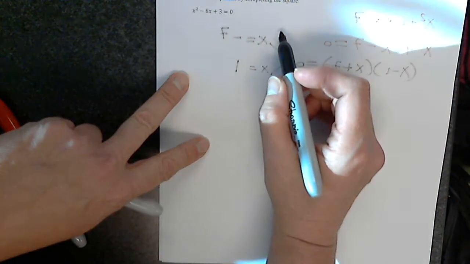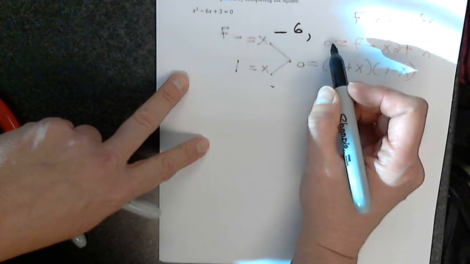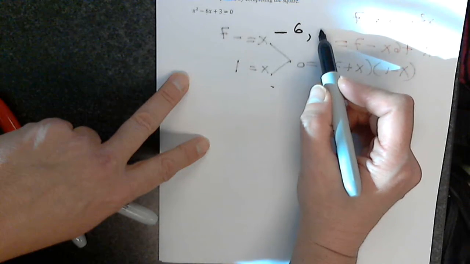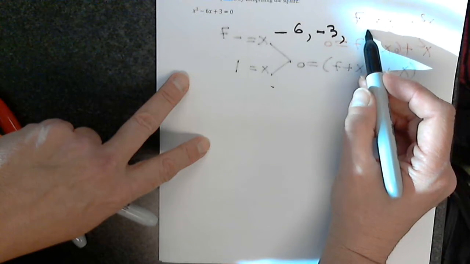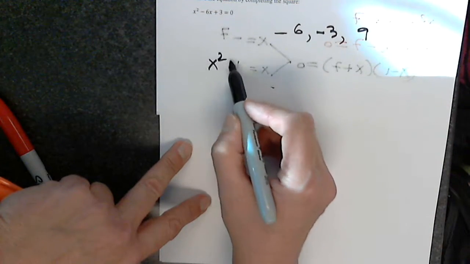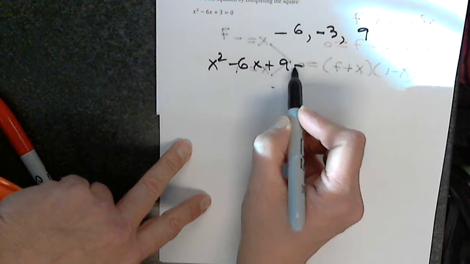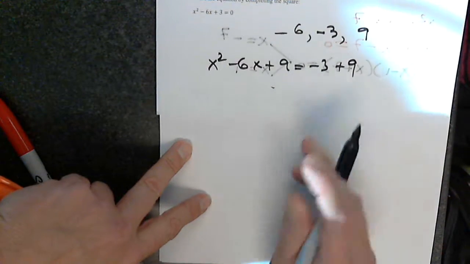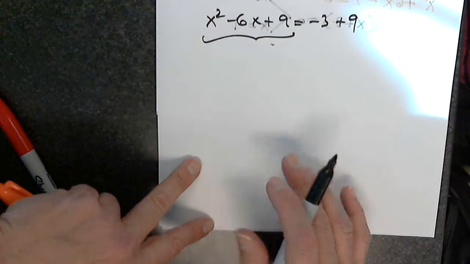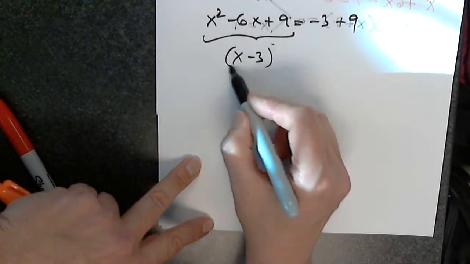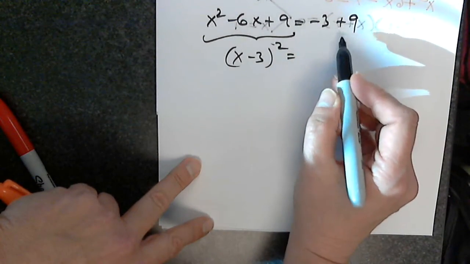Yes, which is -6. Then we divide it by 2, so we get -3. And then we square -3 and we get 9. So then the equation is x squared minus 6x plus 9 equals -3 plus 9. Agreed? Now this part is, and this part is 6.